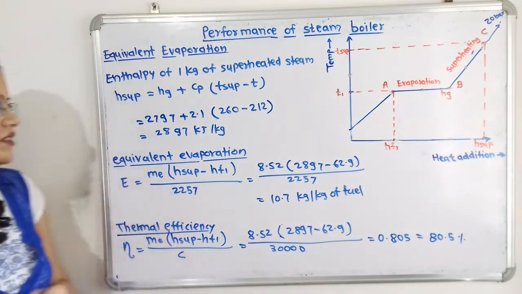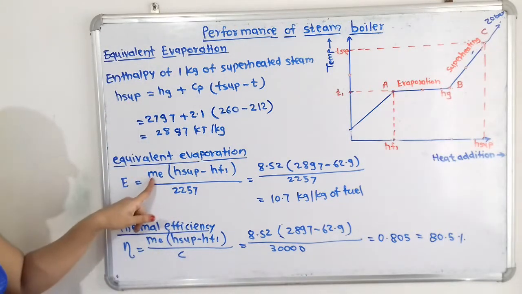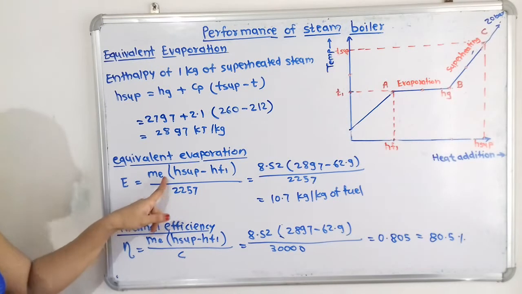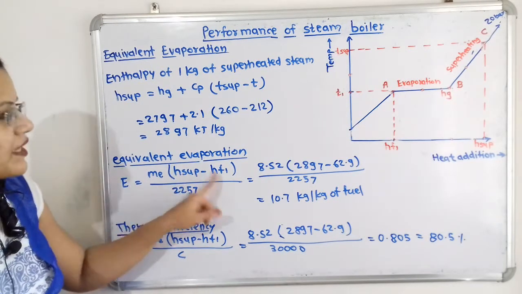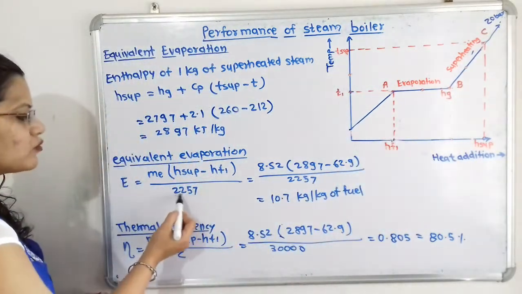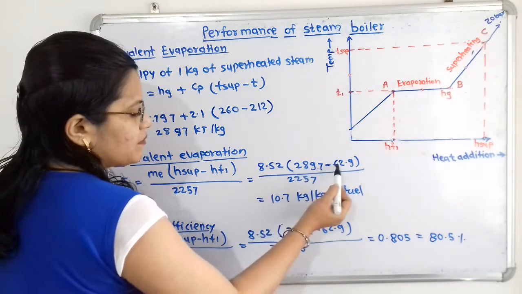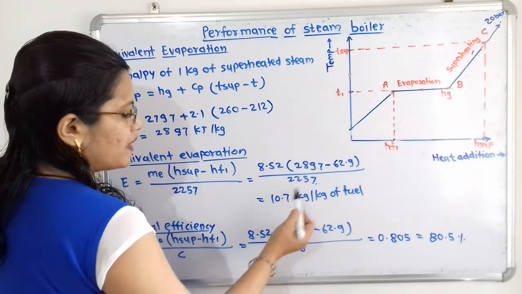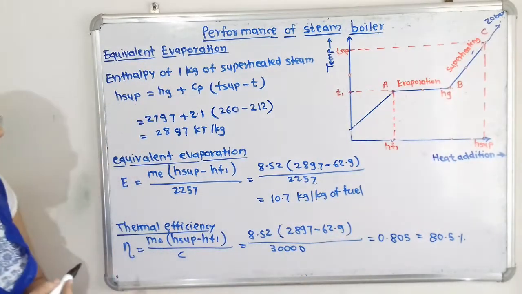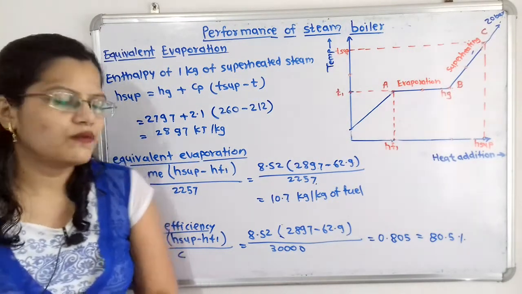Now what is the first question? To calculate the equivalent evaporation. So we have the formula Me, the mass of water actually evaporated, which we have already calculated, times the bracket H superheated minus HF1, divided by 2257. So 8.52 in the bracket 2897 minus 62.9, divided by 2257, which is equal to 10.7 kilogram per kilogram of fuel. So this is the equivalent evaporation. Now we will move to the next.